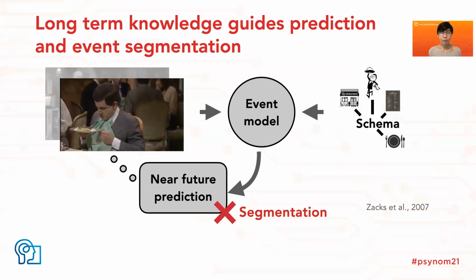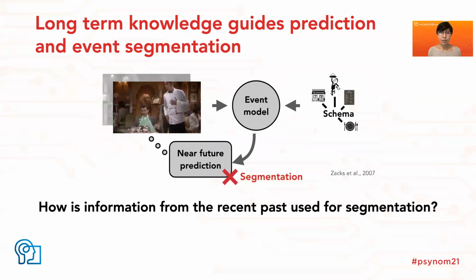But what about knowledge about the recent past? When watching Mr. Bean receive his food, does knowledge about him ordering the food influence the way that we process and segment whatever happens next? So in this talk, I'll focus on answering this question. How is information from the recent past used for segmentation?